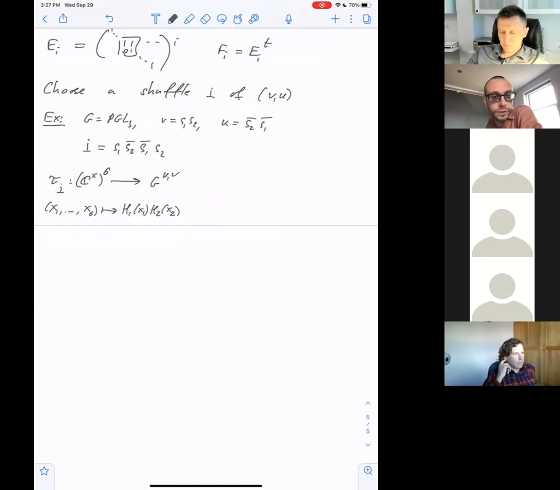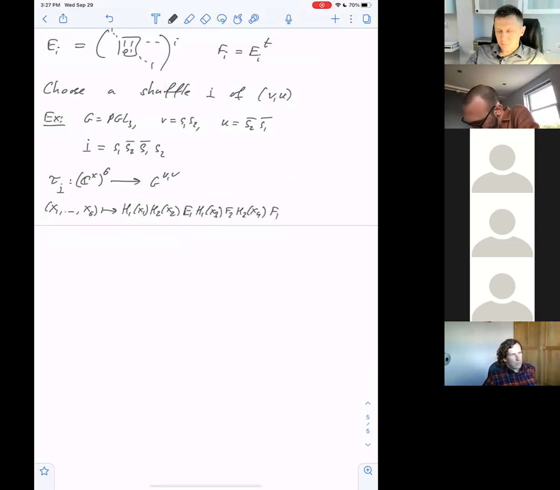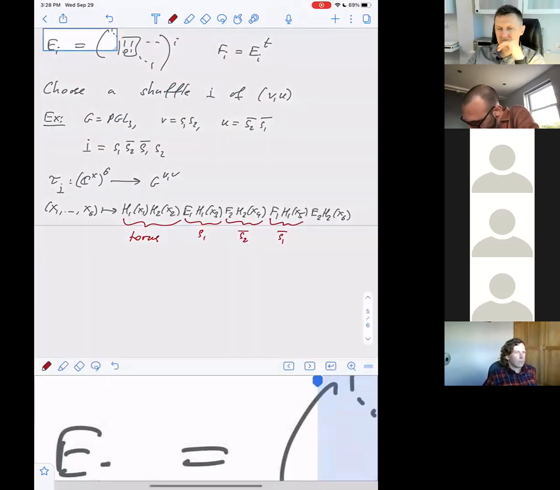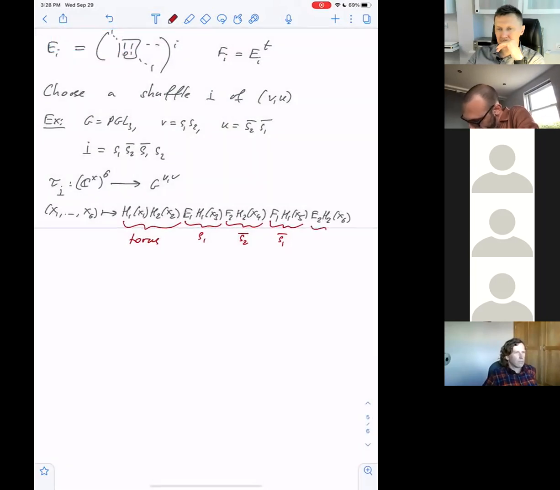So h1 of x1, h2 of x2, e1, h1 of x3, f2, h2 of x4, f1, h1 of x5, e1, e2, h2 of x6. So what's really written here is the following, right? So this here is just a torus in PGL3. This corresponds to letter S1. This corresponds to letter S2 bar. This corresponds to letter S1 bar, and this corresponds to letter S2.